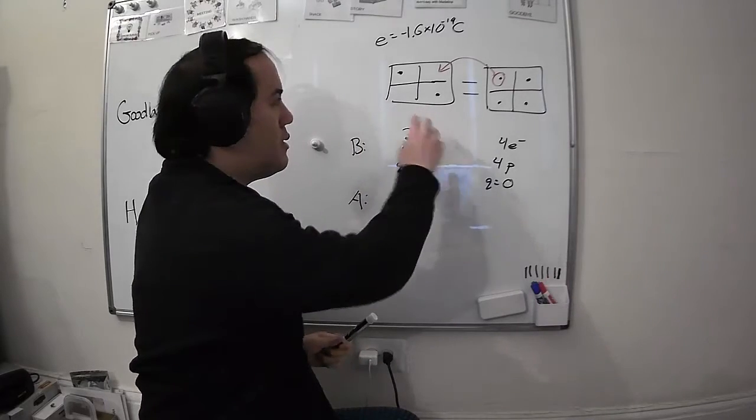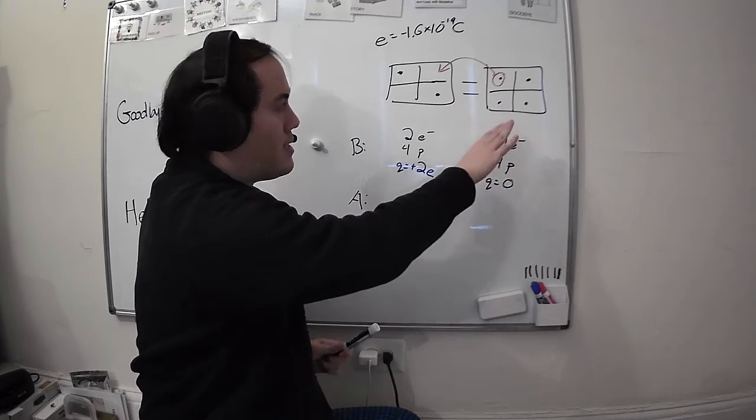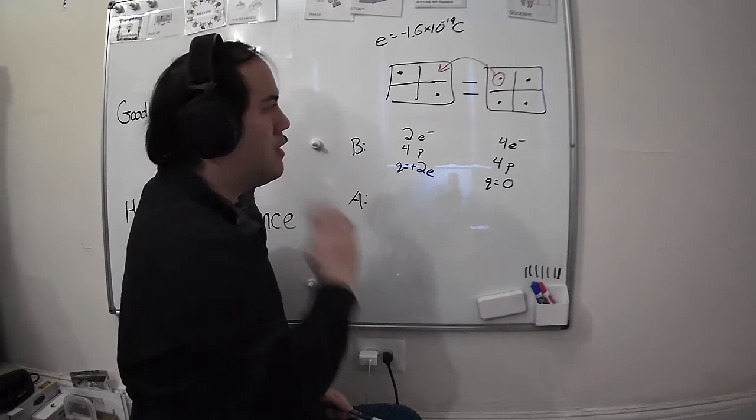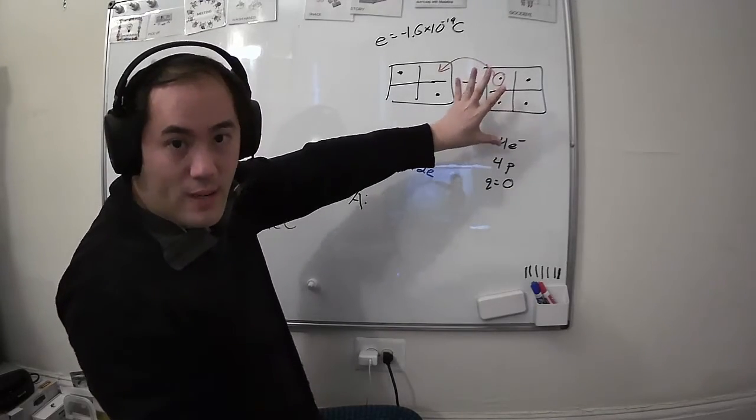One person will go from the more negative object to the more positive, because electrons want to spread out.